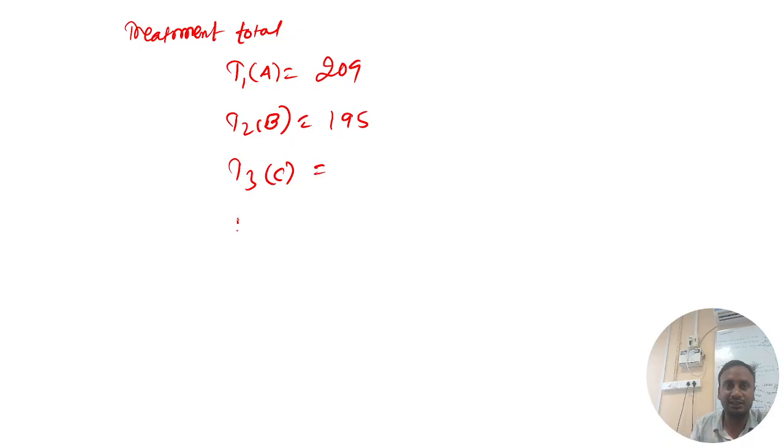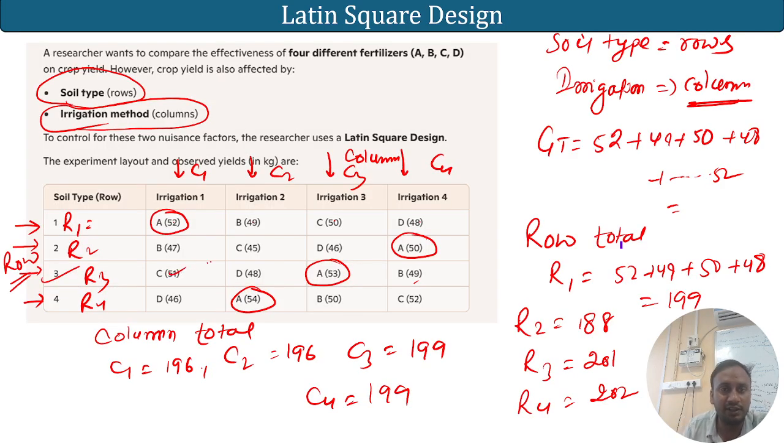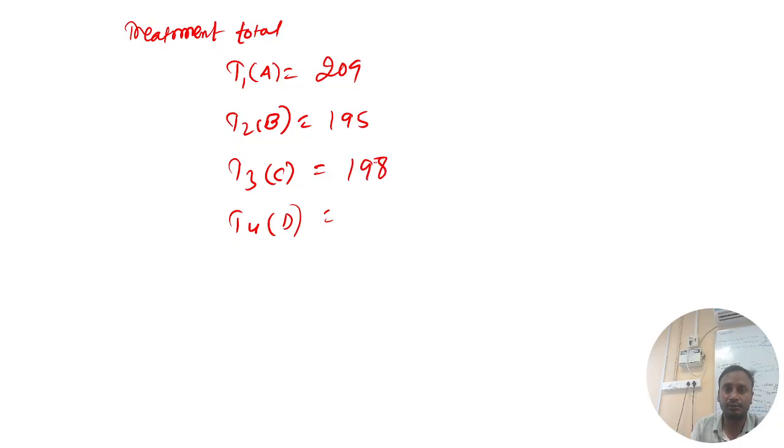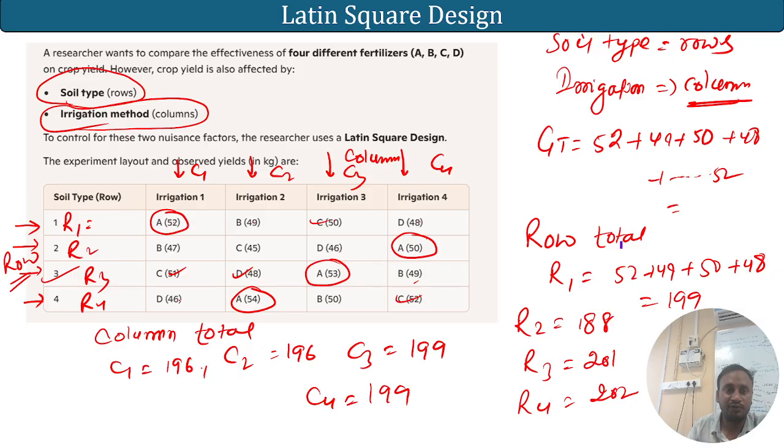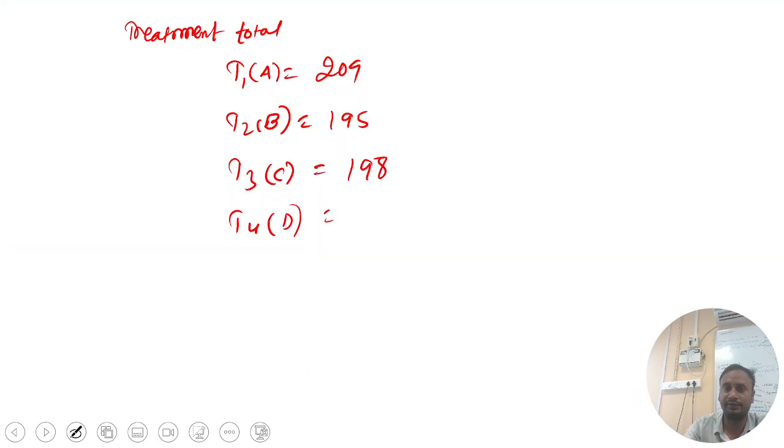Similarly for TC and TD. So for TC, what we have? C here is 51, then 45, so 96, plus 51 is 147, plus 51, so it comes to 198. Again T4: 46 and 48, D. 46 plus 48 is 94, 94 plus 46 is 140, plus 48 is 188.